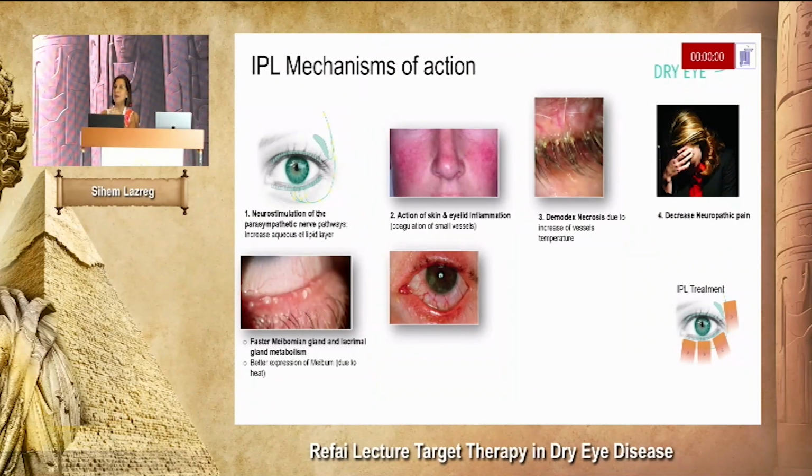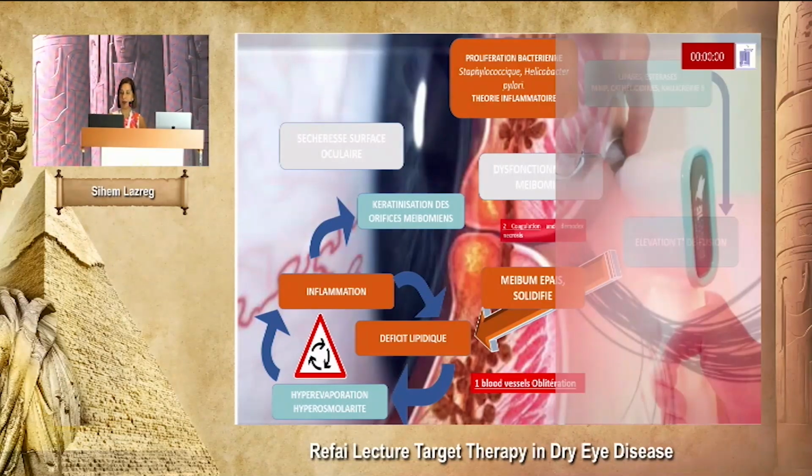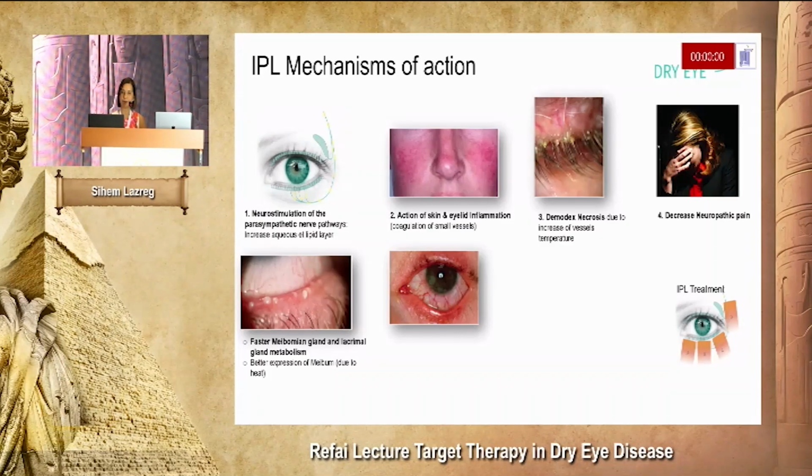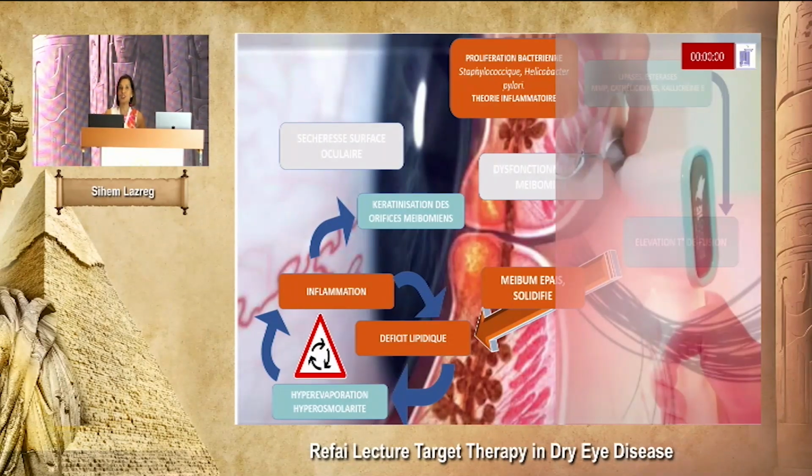What is the mechanism of the IPL? The IPL has 4 mechanisms. The first one is the neurostimulation of the parasympathetic nerve, which will stimulate the meibomian gland excretion. Then we have an action on the skin, and it was like this that we discovered the IPL and the demodex necrosis, and now it's proved that we have a decrease in neuropathic pain. For example, in a patient with the GVHD, it decreased the pain, and we use the IPL for that.